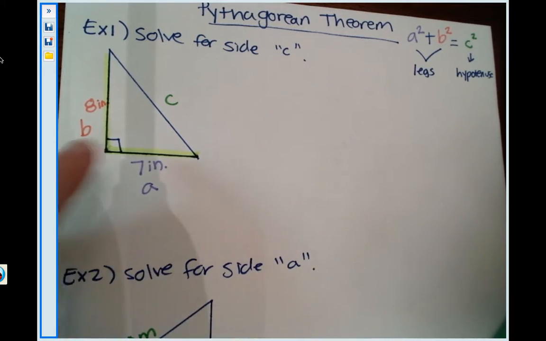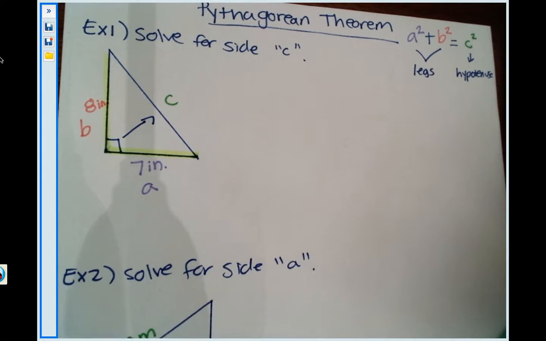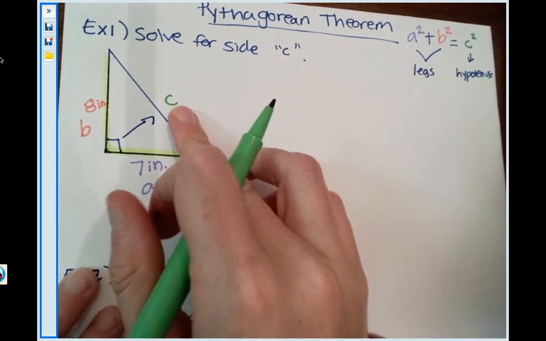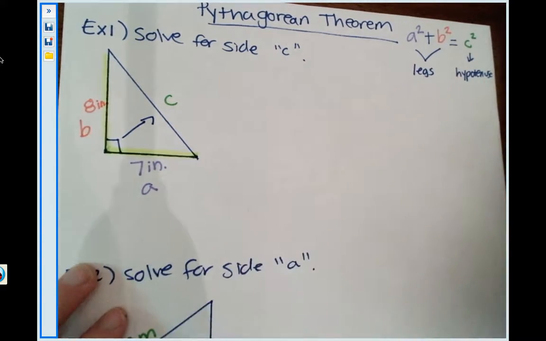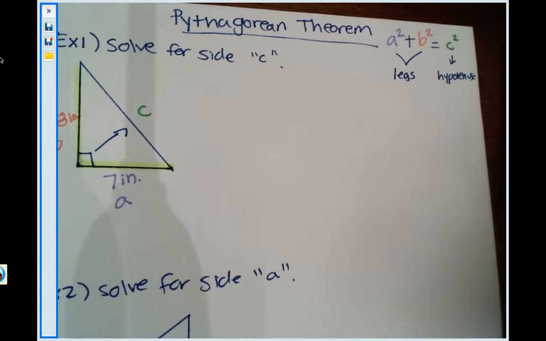And then the side across from the 90-degree angle, so if you go across the triangle to the other side, that is your hypotenuse, which is side C, which conveniently is already labeled as C for me, so I'm good to go.